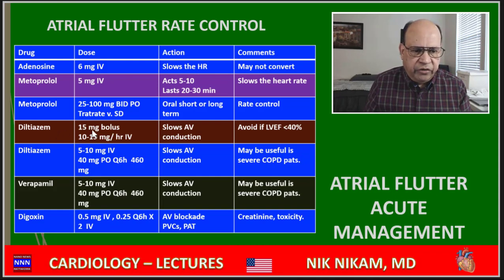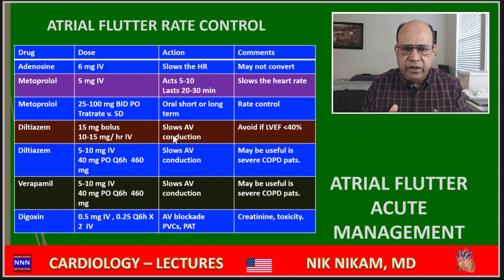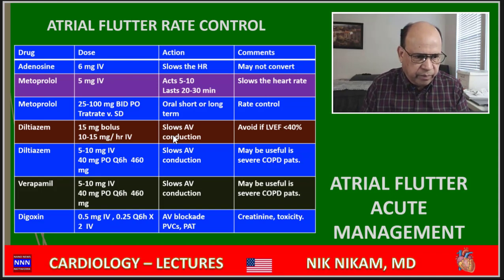Diltiazem can also be used, 15 milligram bolus, followed by 5 to 10 milligrams per hour IV. It slows the AV conduction, it slows the rate, and it helps to bring down the ventricular rate and stabilize the vital signs. However, calcium channel blockers need to be used with caution in patients with reduced ejection fraction, especially if their left ventricular ejection fraction is less than 40%.